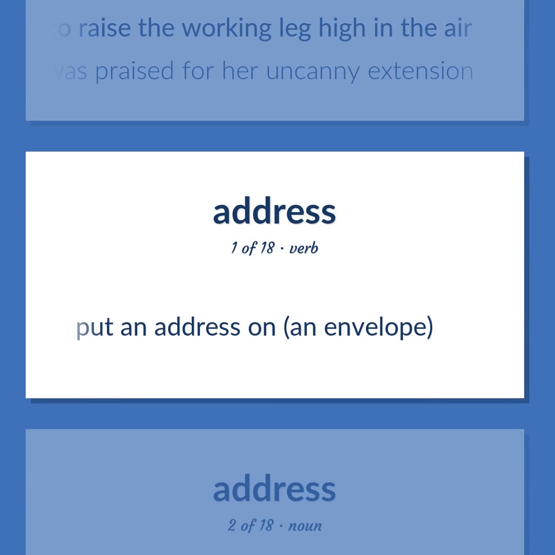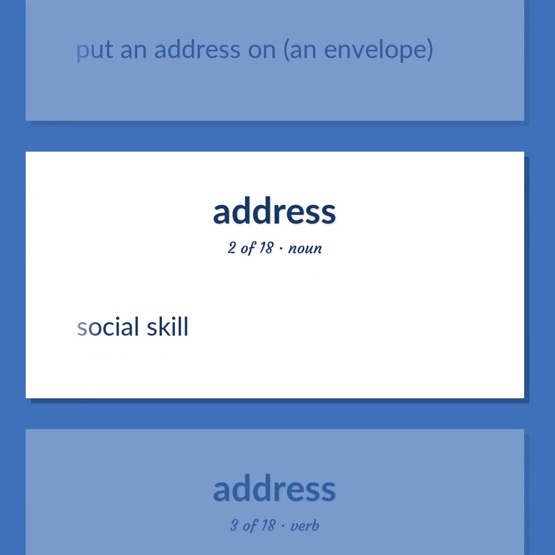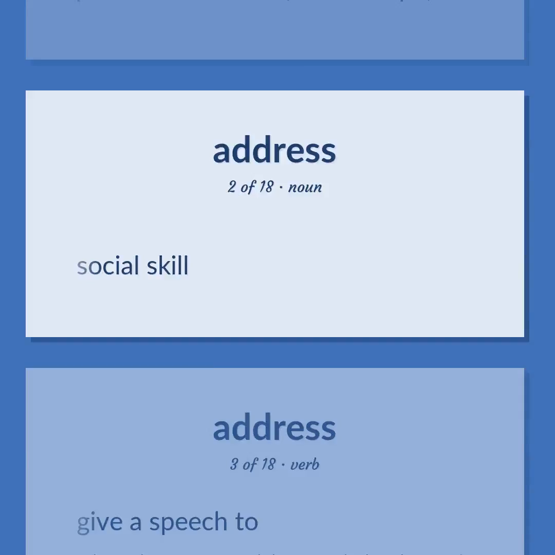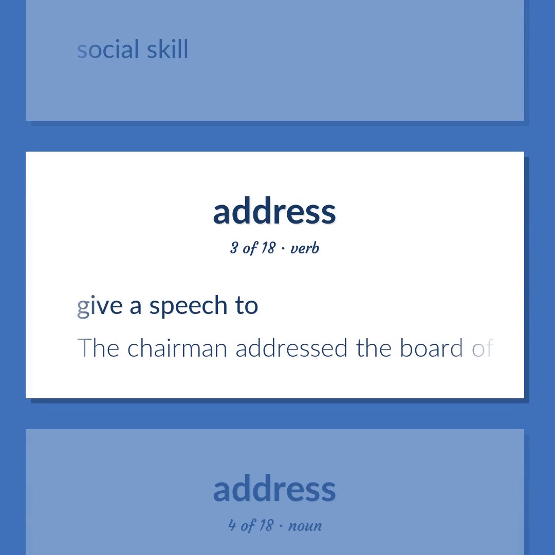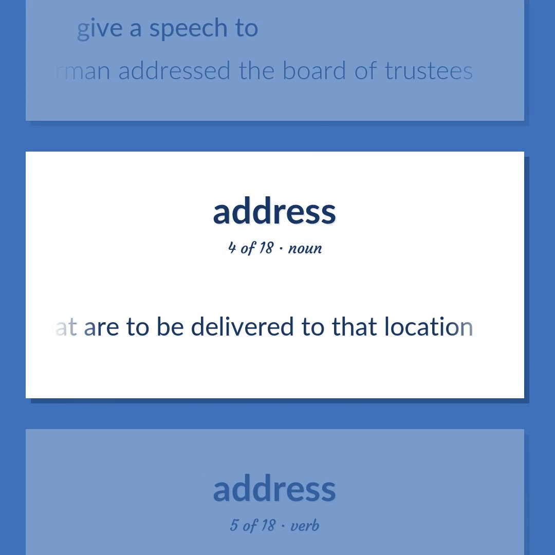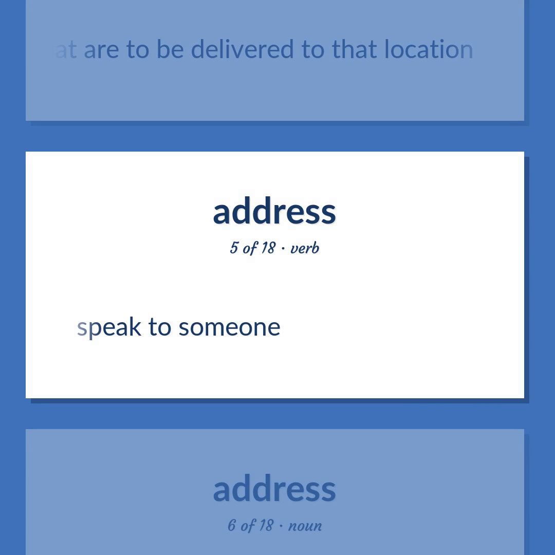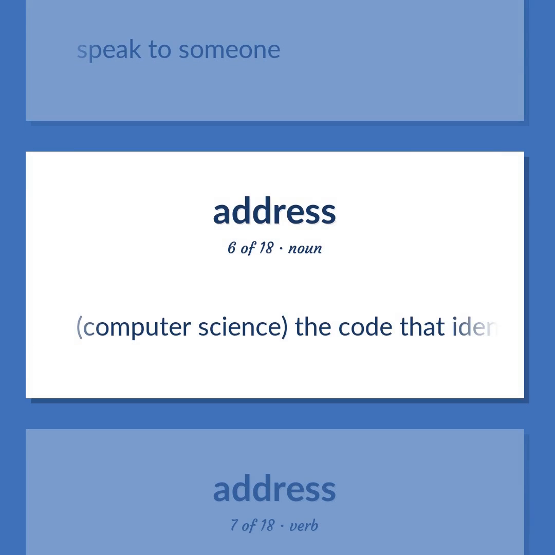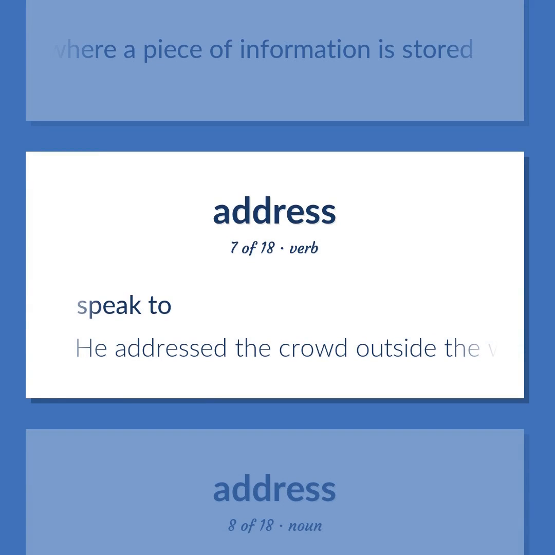Put an address on an envelope. Social skill. Give a speech to. The chairman addressed the board of trustees. Written directions for finding some location. Written on letters or packages that are to be delivered to that location. Speak to someone. Computer science. The code that identifies where a piece of information is stored. Speak to. He addressed the crowd outside the window.